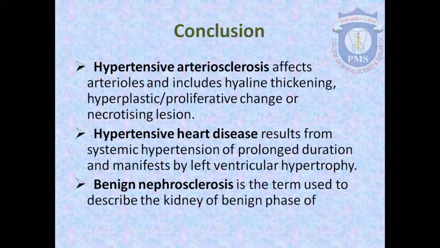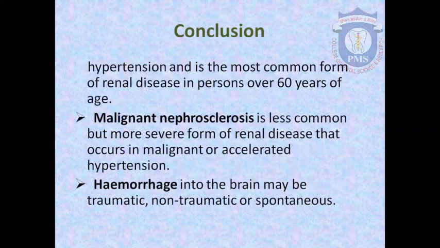Benign nephrosclerosis is a term used to describe kidney of the benign phase of hypertension and is the most common form of renal disease in persons over 60 years of age. Malignant nephrosclerosis is less common but more severe form of renal disease that occurs in malignant or accelerated hypertension.